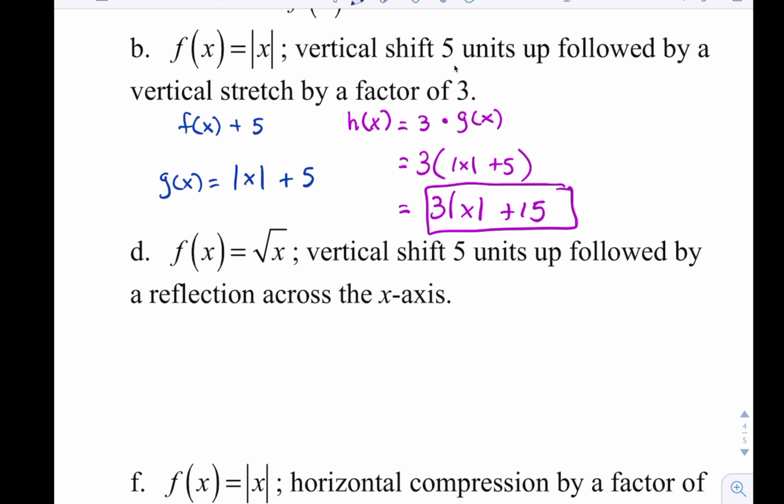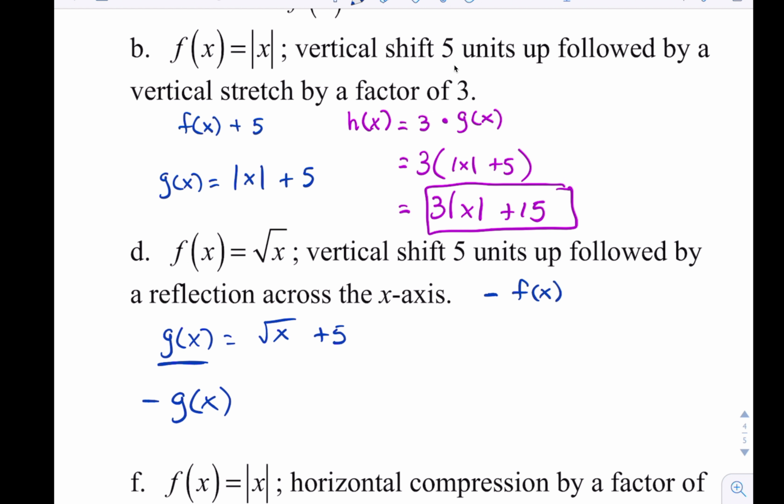All right, letter D says the square root of x, vertical shift up 5, followed by a reflection across the x-axis. The first part is you're just going to move the graph up 5. So that's going to make it the square root of x plus 5. Now when you do a reflection across the x-axis, that means the negative 1 is on the outside of your function. So when I take g of x now, I need to put the negative 1 on the outside of that function. It's going to look like this.